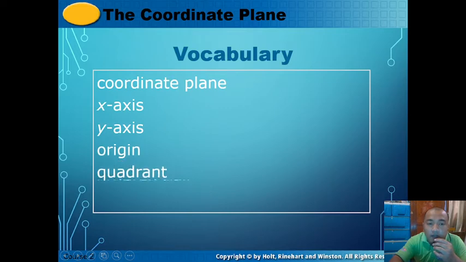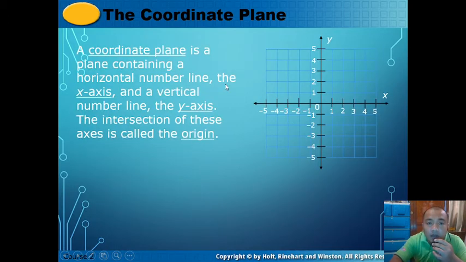Okay, we have here some vocabulary. Coordinate plane, x-axis, y-axis, origin, quadrant, ordered pair. So these are the terms related to the coordinate plane or the Cartesian coordinate system. So a coordinate plane is a plane containing a horizontal number line, the x-axis, and a vertical number line, the y-axis. The intersection of these axes is called the origin.